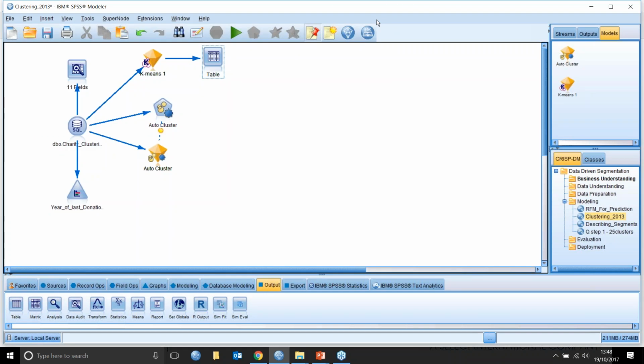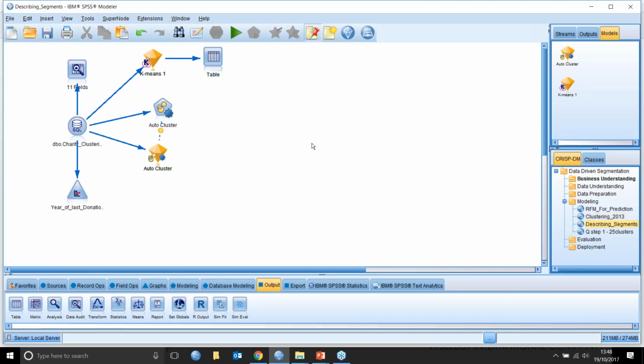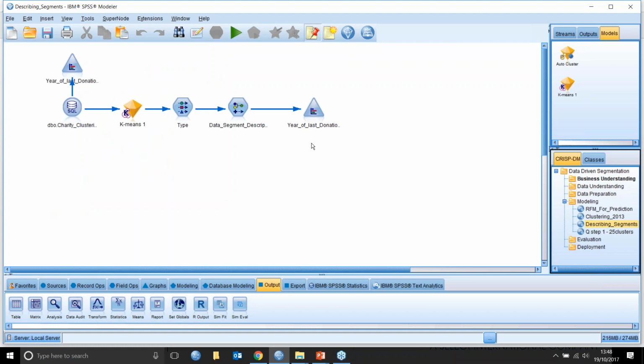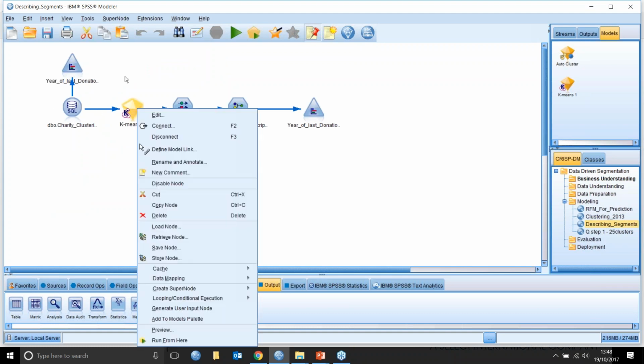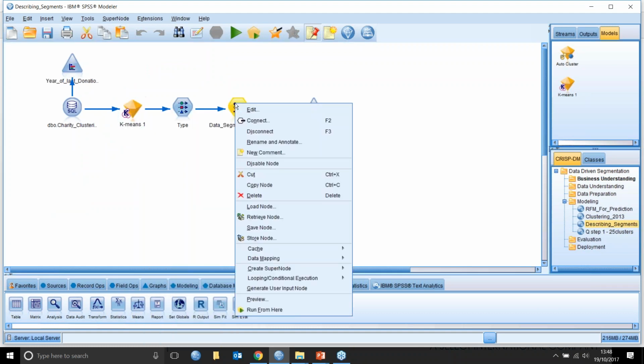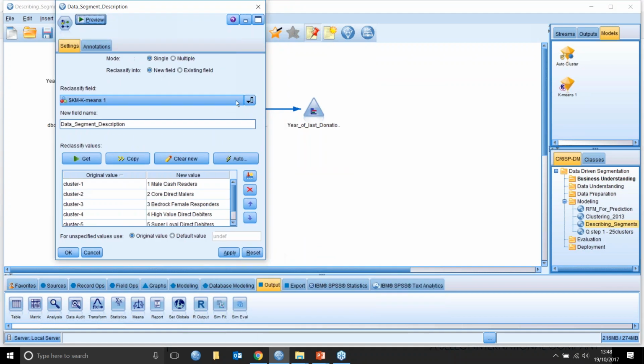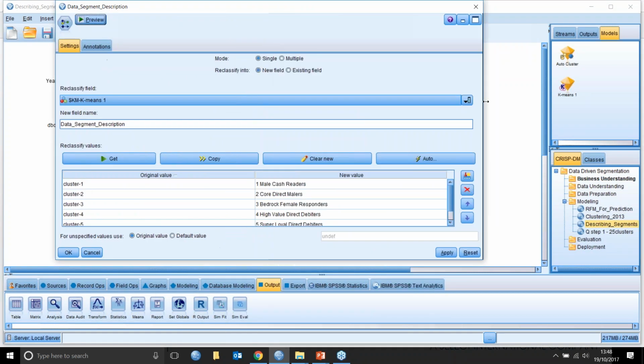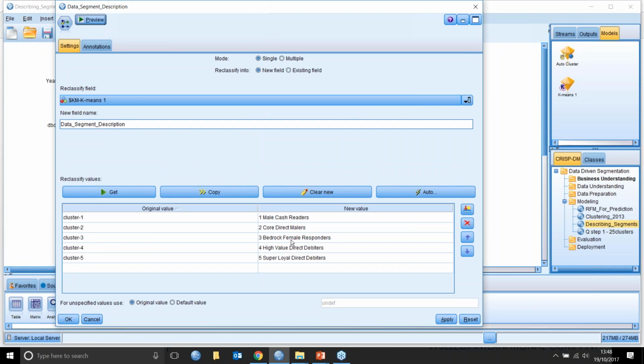Okay. And if we wanted to describe these segments, I can switch to another example here where I've finally come up with my cluster solution. Here it is, k-means. This is the one I'm using. I'm quite happy with it. And I use a little node here to describe them, and I come up with descriptions to say, okay, who belongs into these different cluster groups. I've got a 5 cluster group solution here.